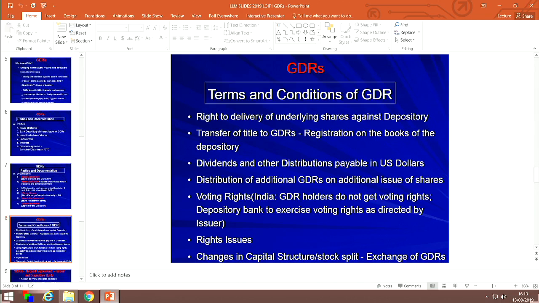Let's look at the terms and conditions. First of all, the terms and conditions of the GDRs. First of all, curiously, it gives rights to delivery to the GDR investor, the GDR holder, of the underlying shares. It's a right against the depository, not anybody else, not the issuer of the shares. Right to delivery of the underlying shares.